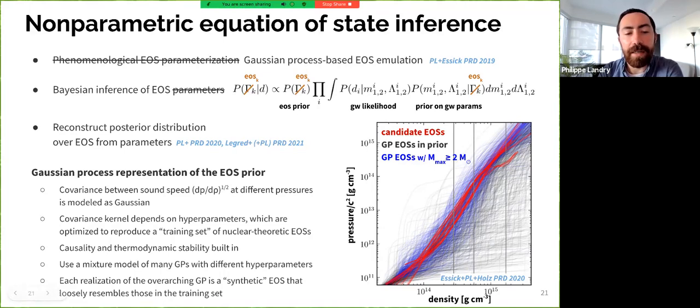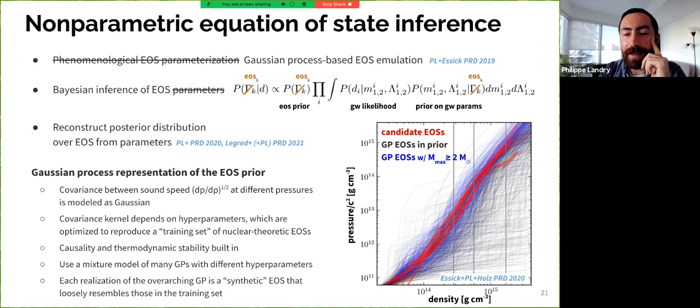You can build in causality and thermodynamic stability, and in practice, you can tune many of these Gaussian processes to different theoretical equations of state and then build an overarching process over all of them. What this gives you is a process that can produce a random or synthetic equation of state that loosely resembles what you've trained it on, but isn't exactly what you've trained it on. So it both interpolates and extrapolates from existing equations of state.